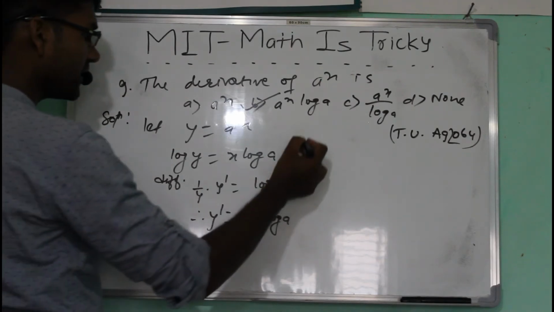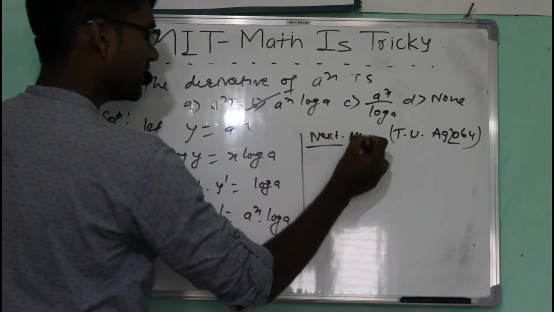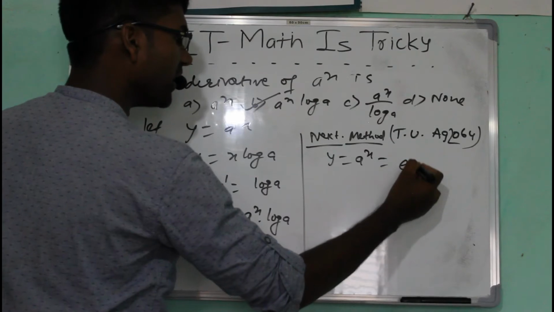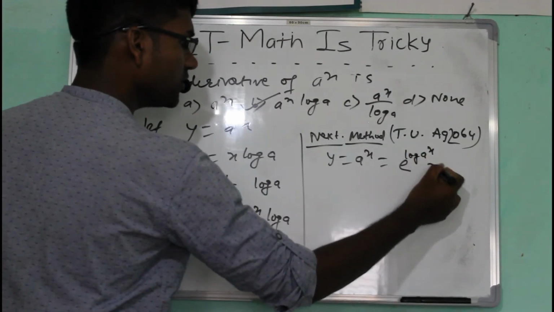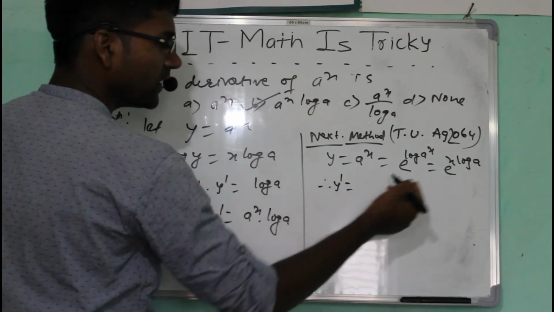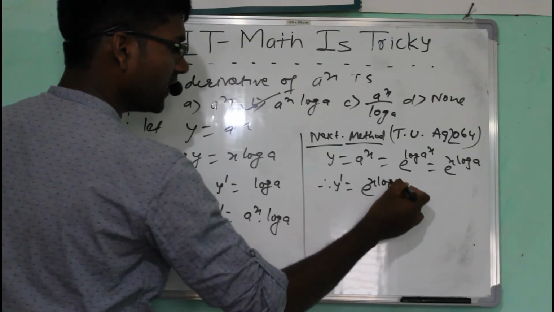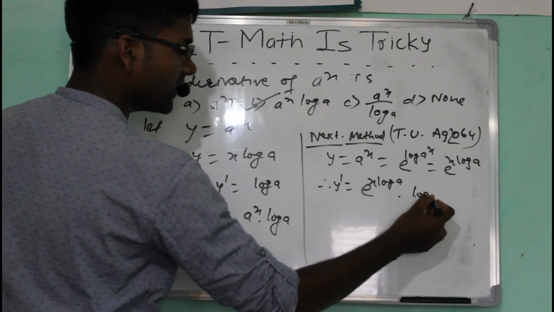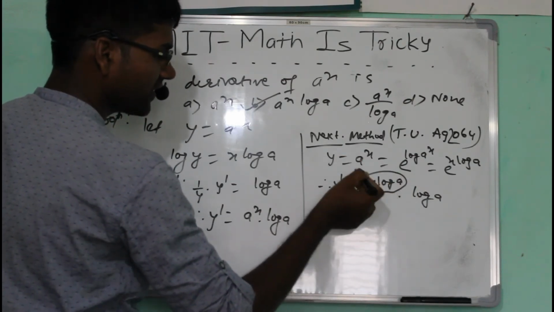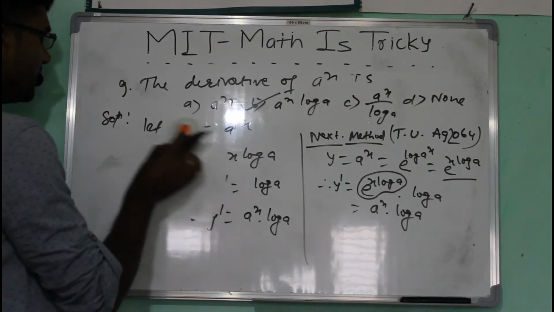So next method, let's see for this same question. We can write y equals a power x. It can be written as e power log a power x, so it will be simply e power x log a. So y dash is e power x log a, and the power except x is log a, so we write log a. And this is the same thing: a power x times log a. Again we are getting the same answer. This is another method for the same question.